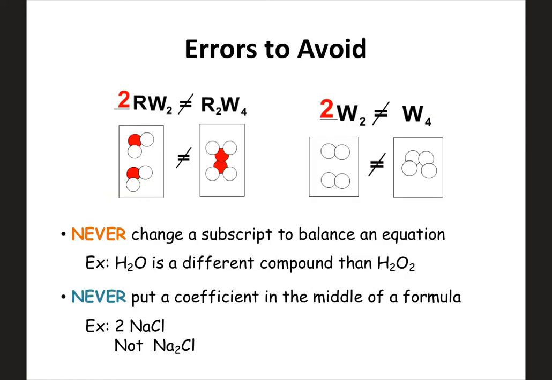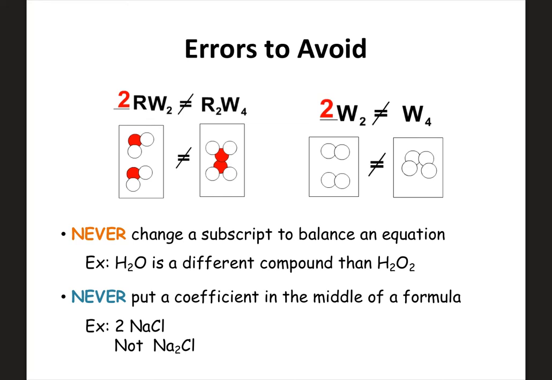Some things to watch out for when you're balancing. You can never change a subscript to balance an equation. All right. You can't just say, well, oh, I need more oxygen in water, so I'm just going to make it H2O2. You just made water become hydrogen peroxide. You can't just add a subscript.